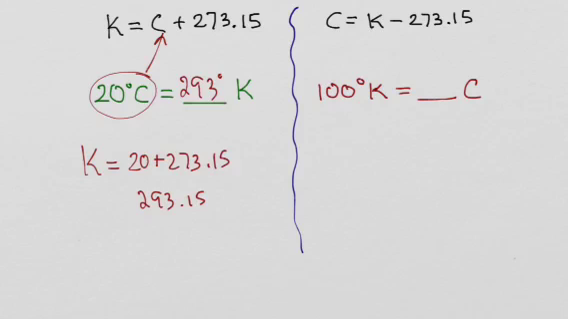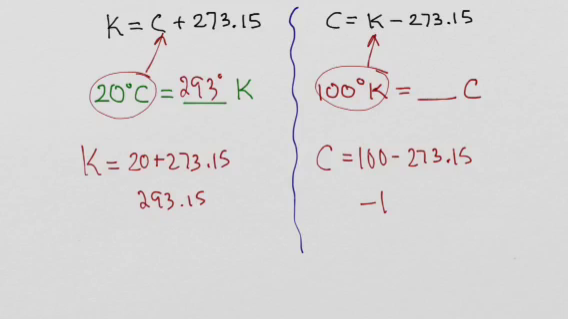Alright, next one, same idea. If we're switching from Kelvin back to Celsius, we take this number we know, plug it into the formula. So to find C, we would take 100 minus 273.15, which would give us an answer of negative 173.15. For the nearest whole number, negative 173 Celsius. So again, the formulas are relatively simple to use. It's just more a matter of figuring out which formula you're going to use in which problem.